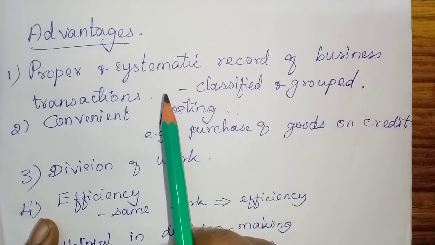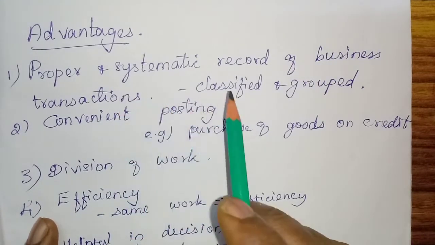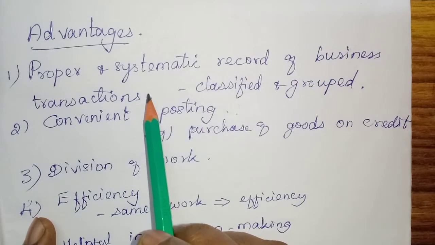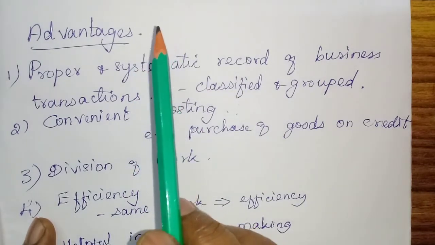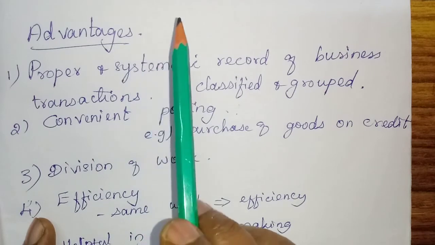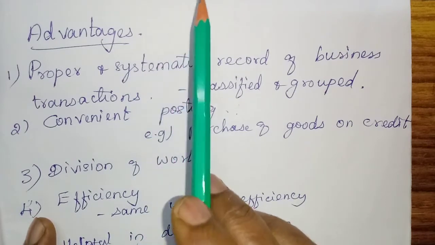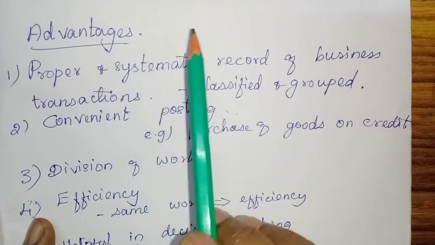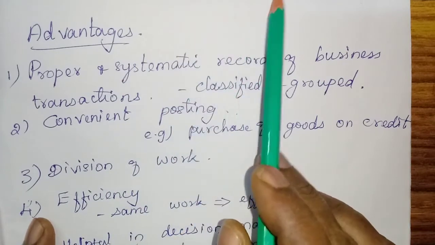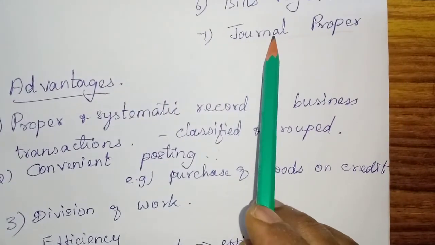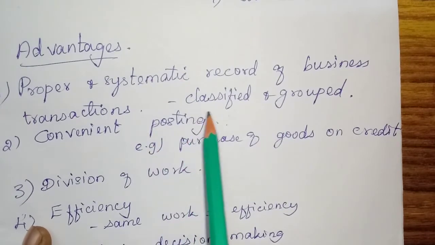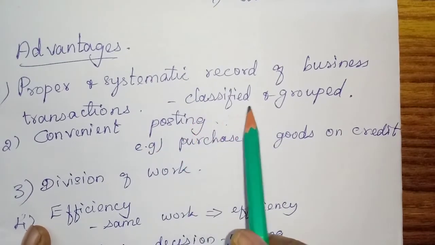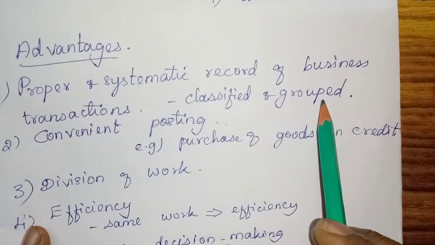Here we record all the business transactions systematically. For example, cash transactions will be entered in the cash book, credit purchases of goods will be entered in the purchases book, and credit purchase of assets will be entered in the journal proper. So it is systematically recorded. We are classifying all the transactions and grouping them under one head.